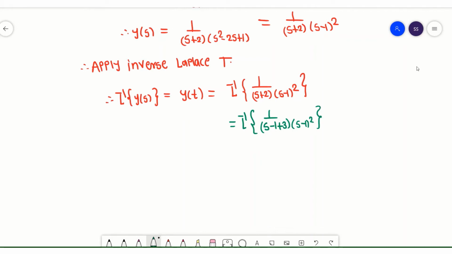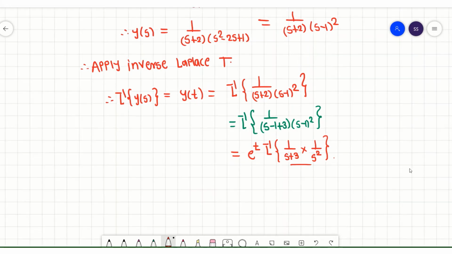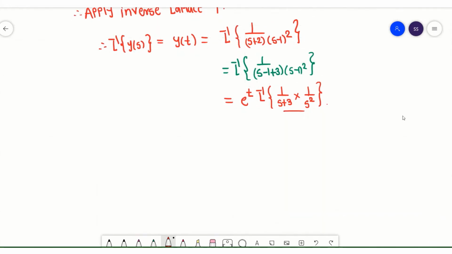Now we can see it looks like a function of s minus 1, so by using the first shifting property we can say it is equal to e to the power t times Laplace inverse of 1 upon s plus 3 into 1 upon s square. Now our aim is to find Laplace inverse of this new function. So for that purpose I will consider only Laplace inverse of, let me call this equation number 1.